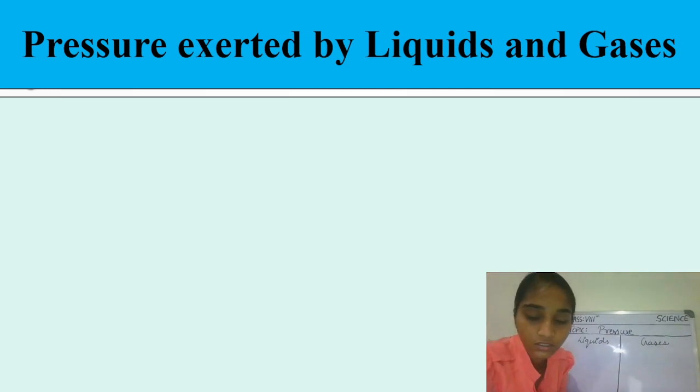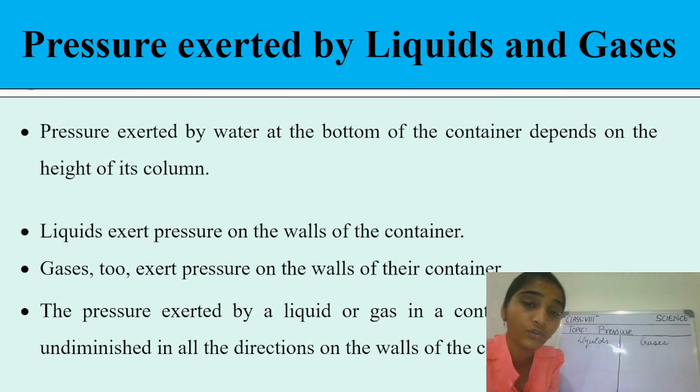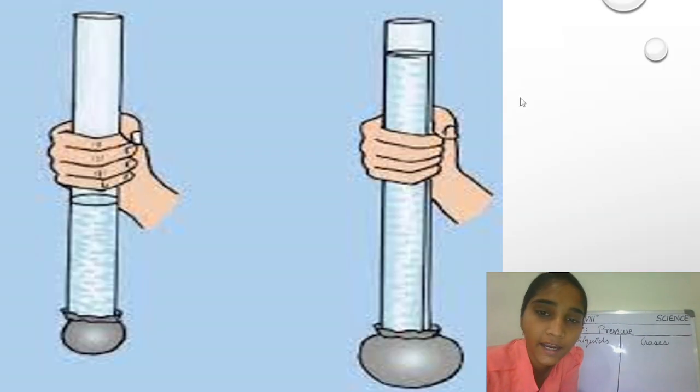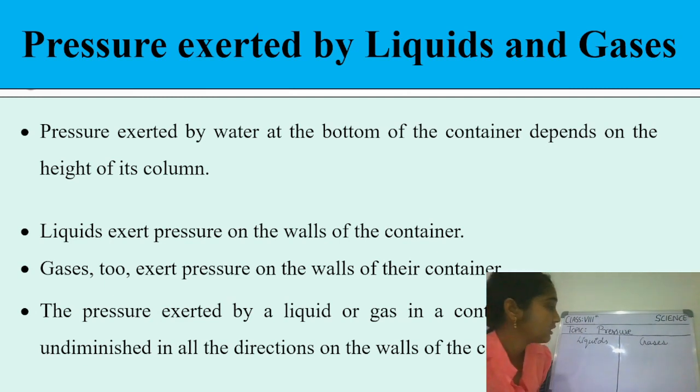So students, the pressure exerted by the water at the bottom of the container depends on the height of its column, right? Do you agree? Yes. When the height is more, as you can see over here, the height of the water is more, so the pressure will be more in this case, right? Yes, very good. Liquids exert pressure on the walls of the container. You can see that as we fill up the liquid, it always exerts pressure on the walls of the container. And the balloon is exerting pressure there. And gases also exert pressure on the walls of the container.